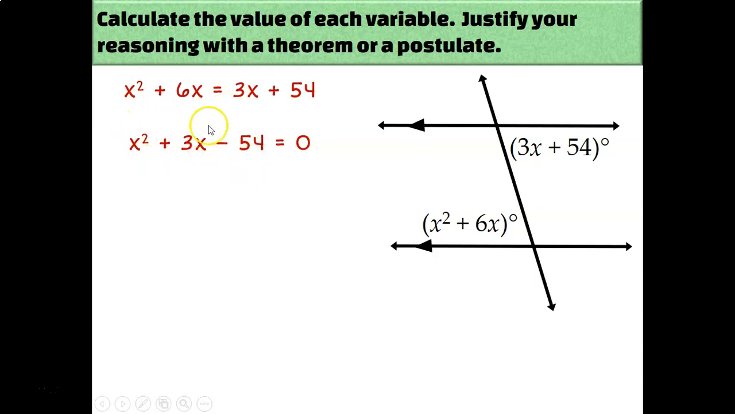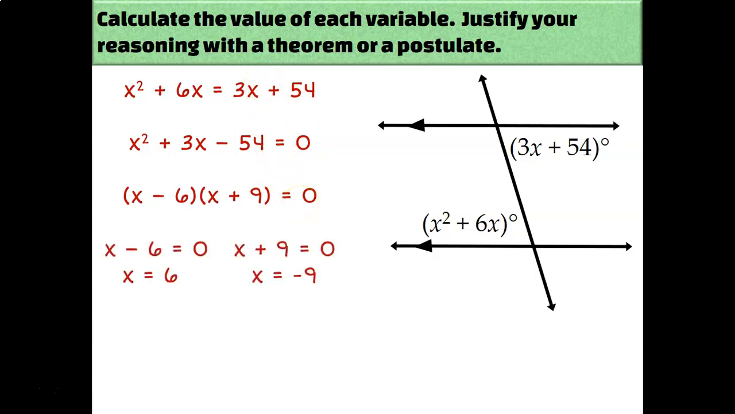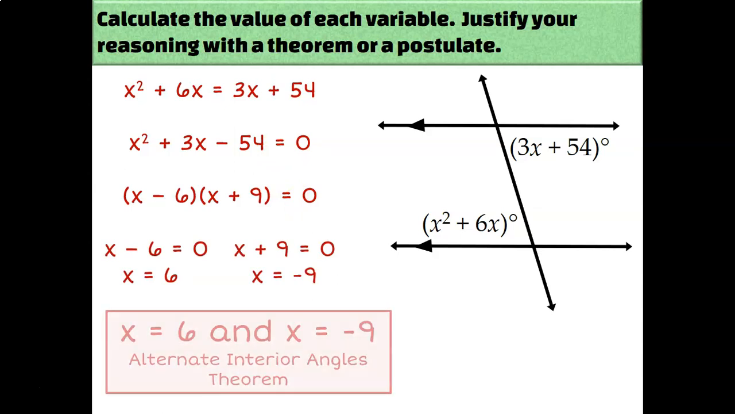So now I have all of the terms of this equation all on one side of the equal sign, and the other side is equal to 0. So now I'm ready to factor. What are the factors of negative 54 that add up to a positive 3? If you said 6 and 9, you are correct. The 6 is the one that needs to be a negative, and the 9 needs to be a positive. That way it adds up to a positive 3. So I'm going to set both of these equal to 0 and get my answers of 6 and negative 9. So my answers are x equals 6 and x equals negative 9 by the alternate interior angles theorem.